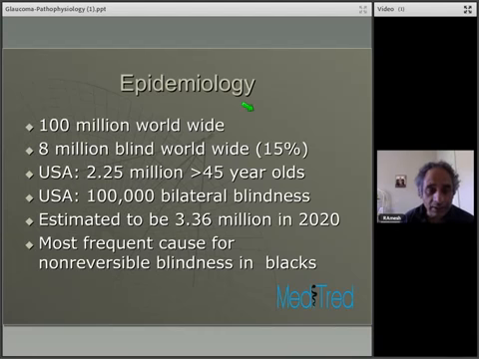In the US alone, there are approximately 2.25 million people afflicted with this disease over the age of 45. And there are about 100,000 patients with bilateral blindness in the US. It's estimated that the incidence of glaucoma is going to increase to 3.36 million by the year 2020 as the baby boomers come of age. Remember, this is the most frequent cause of non-reversible blindness among the African descent population.